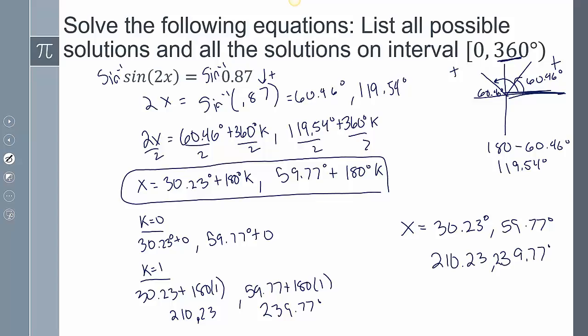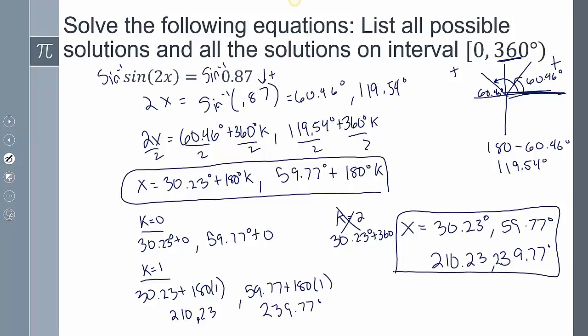And so my other values are going to be 210.23 degrees and 239.77 degrees. Now if I try k equals 2, notice that I'm going to take the 30.23 degrees and add 360 to it. Well, that's going to be outside between 0 and 360, so that's too large. I don't need to plug in anymore. And so those are going to be my answers there.